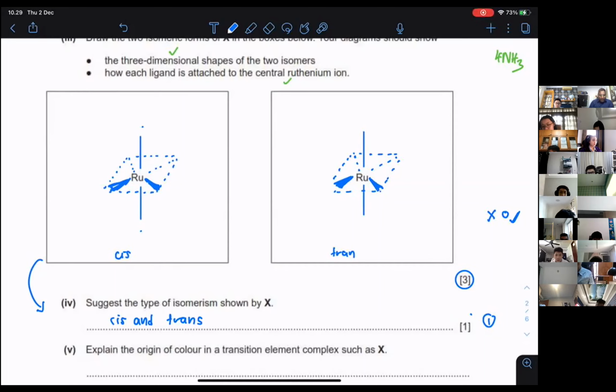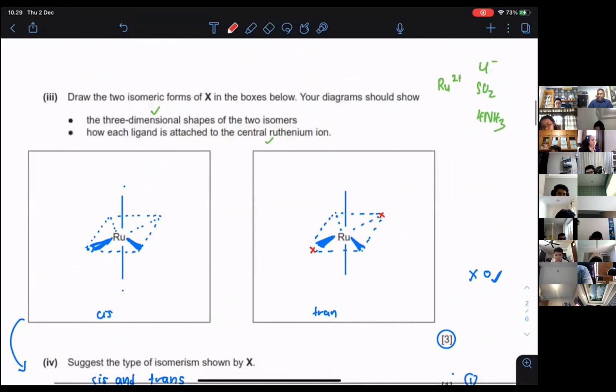From this diagram, I want you to look at this. This is the furthest. So if you want to draw trans, you draw from here to here, and then in order to show that they are opposite, you must draw that they must have the same group. In this case, the possible thing that they will have the same group is ammonia. Don't go and draw everything ammonia in this plane. You will not be able to show cis and trans.